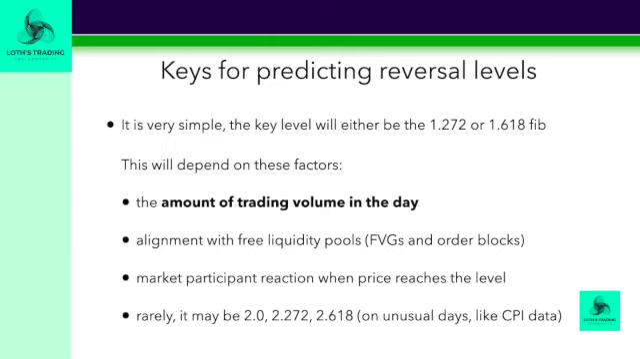Then you can also look at the market participant reaction as it reaches those values and see whether you see the buying come in at that expected price level. Rarely do we see it go down to 2.272 or 2.618. Those are really on very unusual days, like when CPI news comes out.